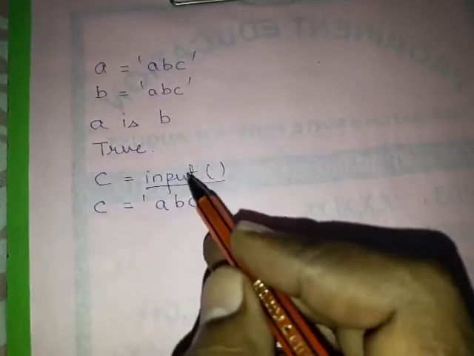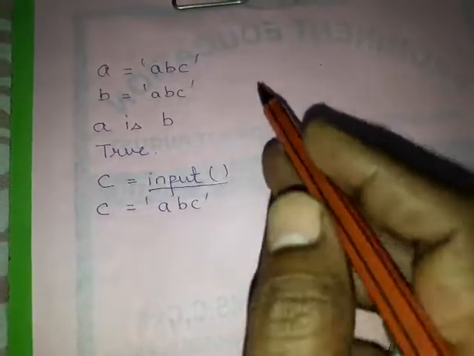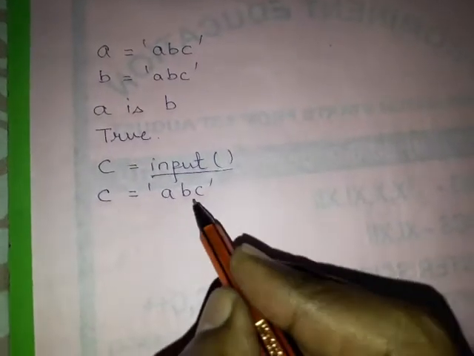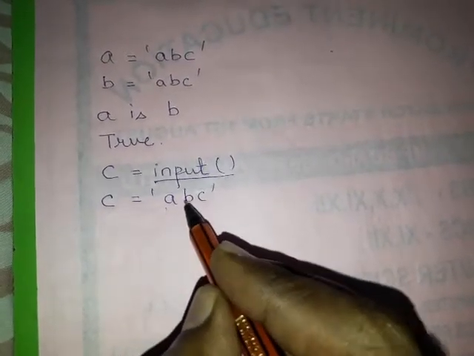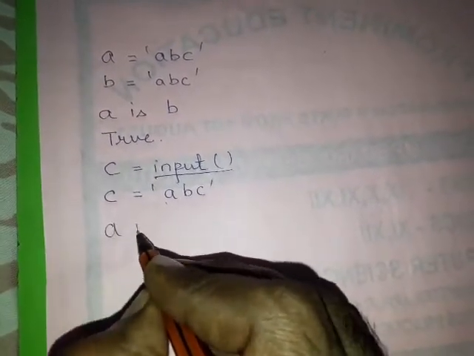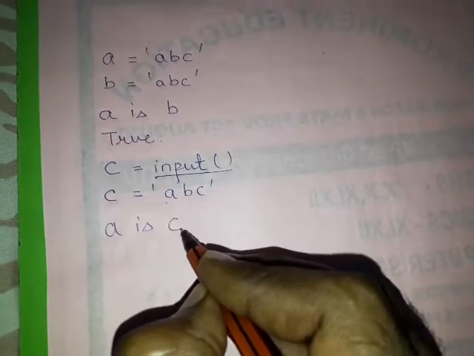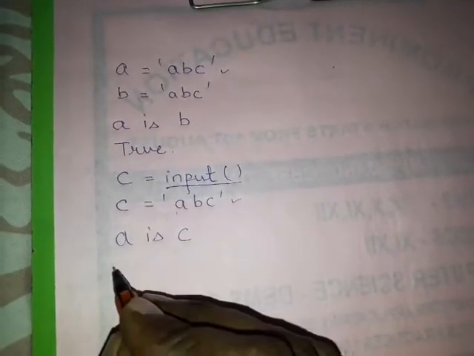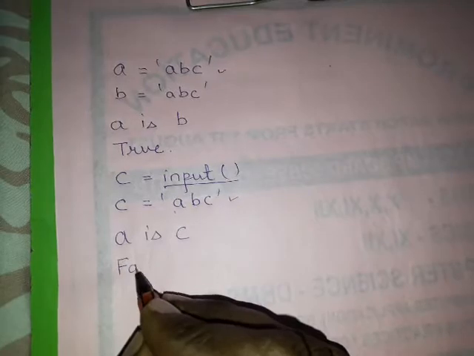So this is not the actual usage. I will give you the explanation of how to use this in the program, but first let it be understood, then I will write the code. While running the code, you write C equals ABC. Now if you check A is C, the value of A is ABC and the value of C is also ABC, but in this case it will return false.